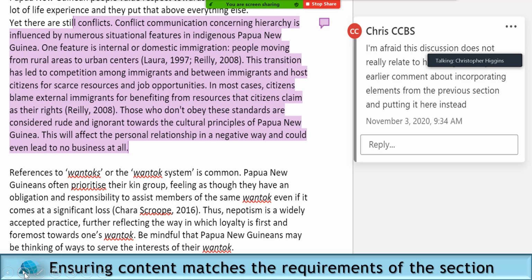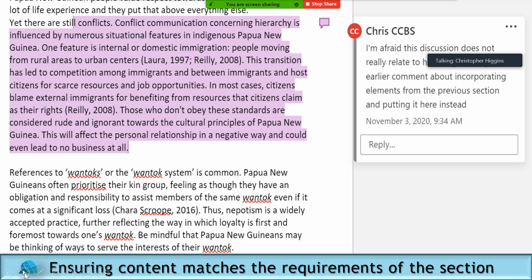Again, this is from Papua New Guinea, and I think once again it's in the characterized leaders section. And this whole section in purple begins: conflict communication concerning hierarchy is influenced by numerous situational features in Papua New Guinea. One feature is internal or domestic immigration, people moving. Transition led to competition among immigrants and between immigrants and host citizens for scarce resources and job opportunities. Citizens blame external immigrants for benefiting from resources that citizens claim are their rights.